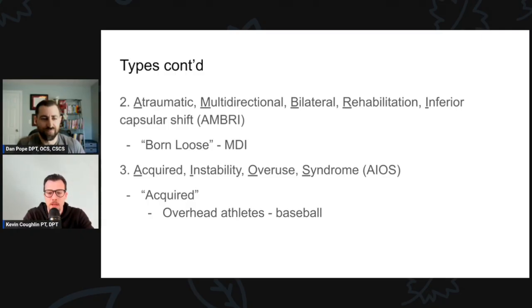Yeah, awesome. So just kind of picking up. We went over those torn loose folks. Another presentation you'll see in the research, the way they categorize it is AMBRI. So this is someone who is born loose, more of your multi-directional instability type person. That's atraumatic. There's no trauma, not a clear mechanism of injury. They tend to have multi-directional instability.